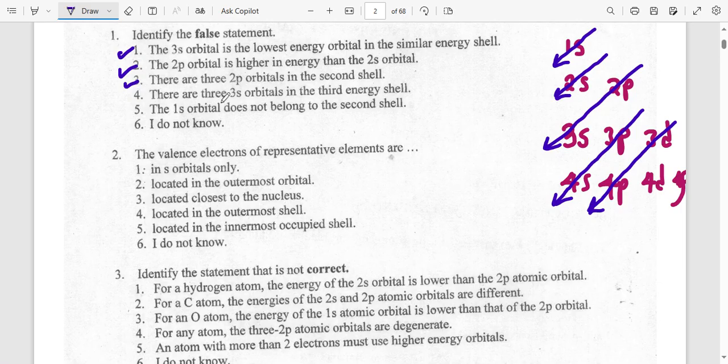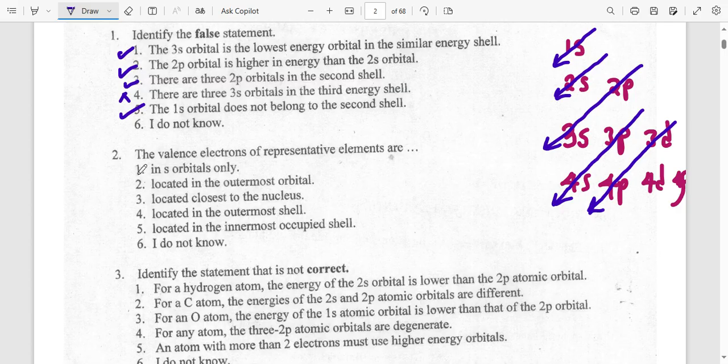There are three 3s orbitals in the third energy level. Now, s is only one. It doesn't matter whether it is 1s, 2s, 3s, 4s, it's only one. So this statement is false. The 1s orbital does not belong to the second shell. This is true. The number one means that it belongs to the first shell, so it does not belong to the second shell. So you can see the answer there. Feel free to ask any question that you do not understand.